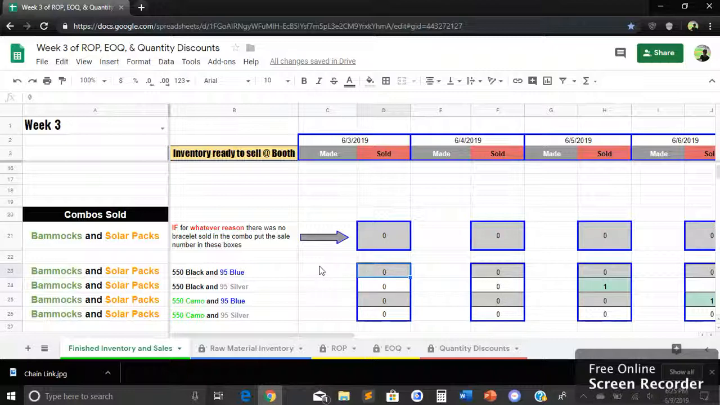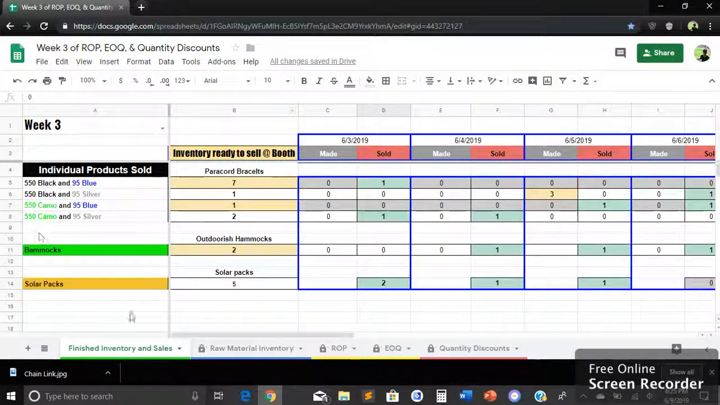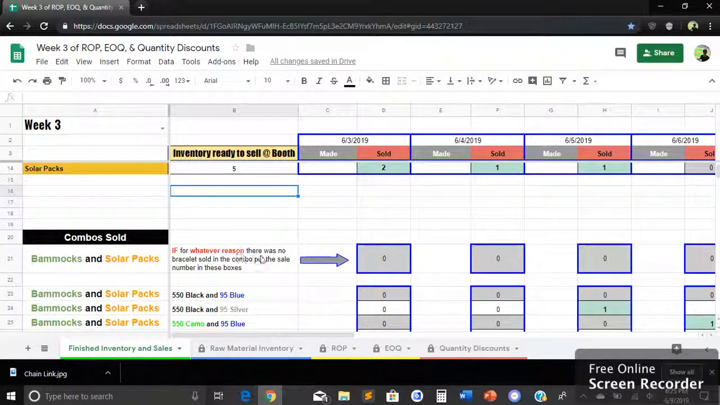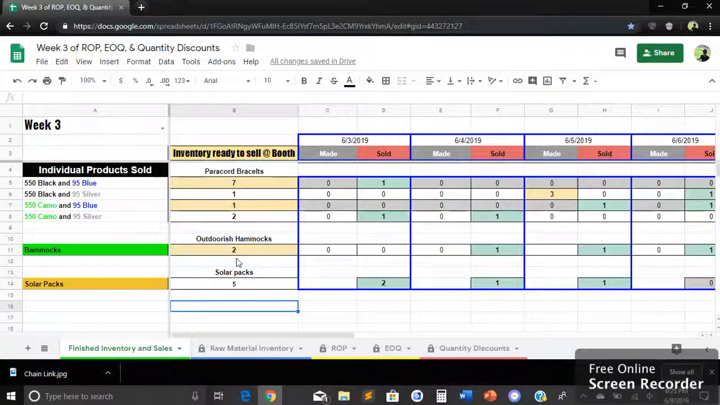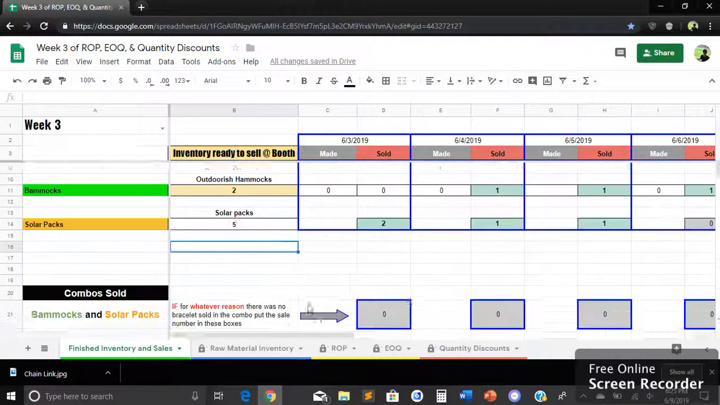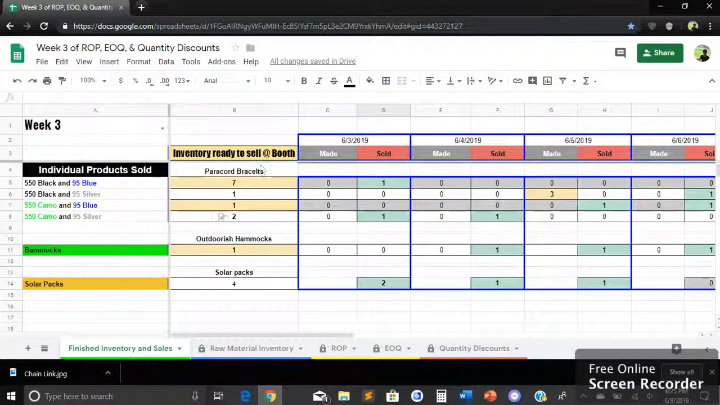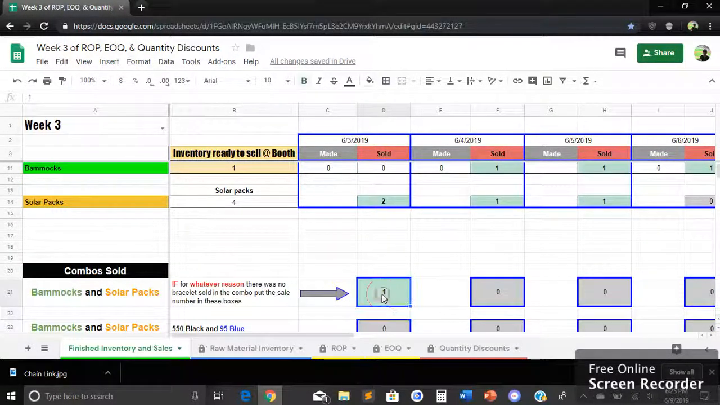When you sell combos, it'll subtract from our inventory ready to sell at the booth. So if for whatever reason there was no bracelet sold in the combo, put the sale in the number boxes here. So it's going to subtract from the BAMX and the solar packs. So here's 1, subtracted from those, but it kept these numbers the same because there was no bracelet.